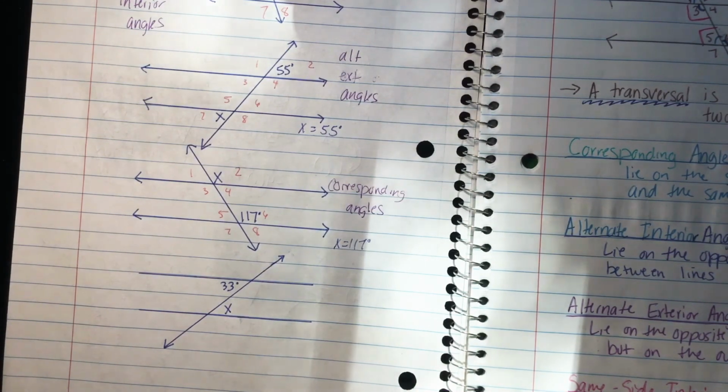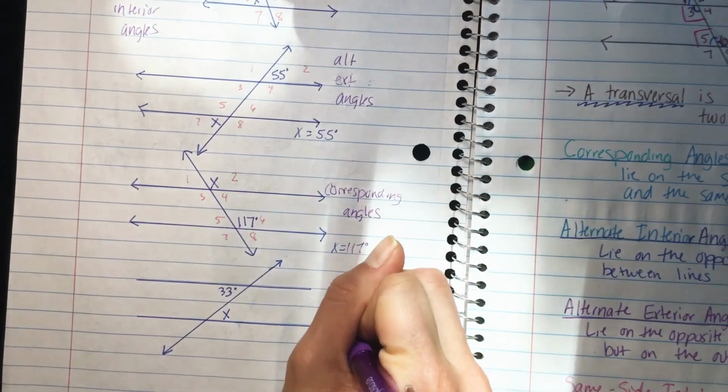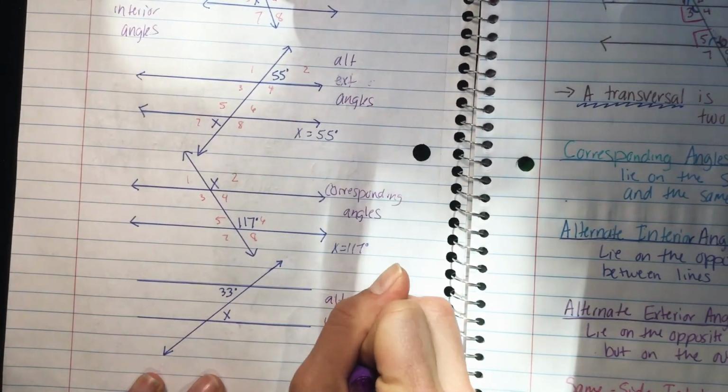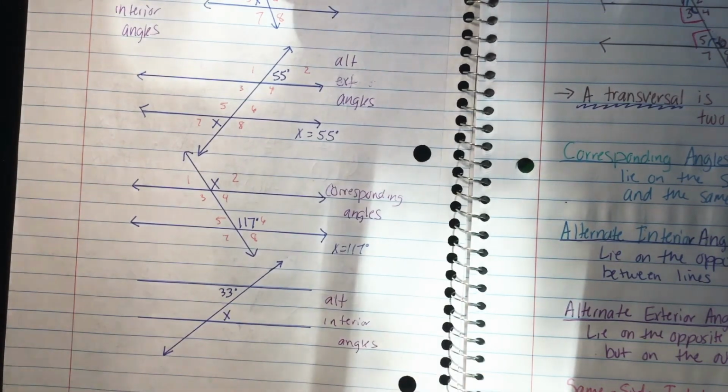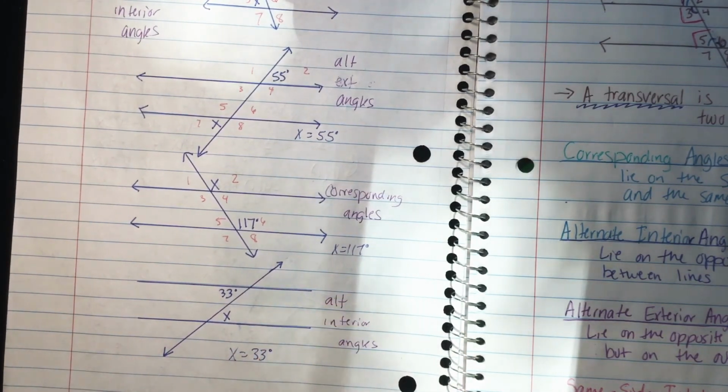So I'm going to write alternate interior angles, and they are congruent. Therefore, x equals 33 degrees.